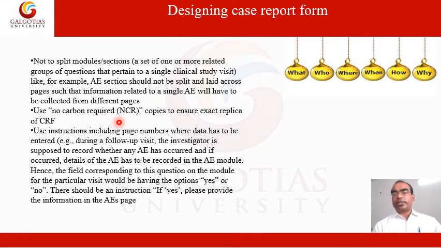Use no carbon required, NCR, copies to ensure an exact replica of the case form. Basically, it has three pages and there is no carbon inserted in between these three copies. So whatever information we write on the first page is generally going to be printed on the second and third page consecutively.